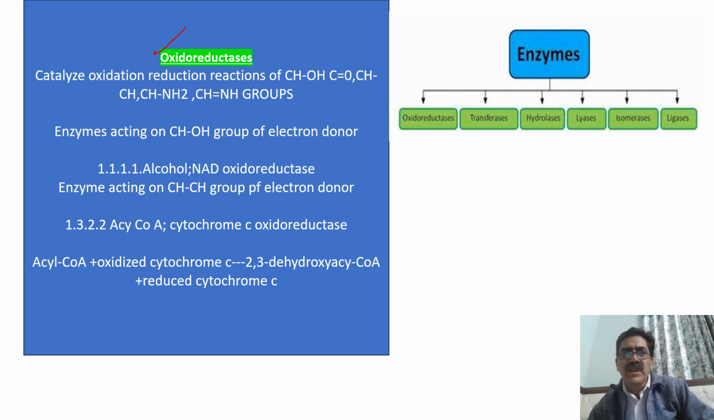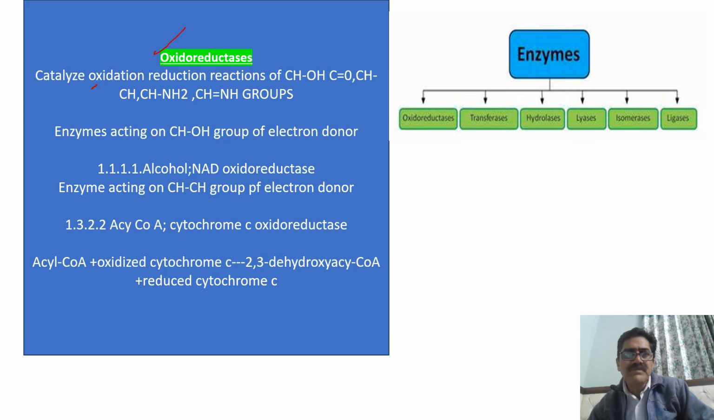The first class is oxidoreductases, meaning this class of enzymes catalyzes oxidation-reduction reactions of CHOH, C=O, CH=CH, CHNH2, and C=NH groups. Take enzymes acting on the CHOH group of an electron donor. The example is 1.1.1.1. This enzyme is basically alcohol:NAD oxidoreductase. Alcohol is the substrate, NAD is the coenzyme, nicotinamide adenine dinucleotide. The reaction involved is oxidation-reduction catalyzed by this oxidoreductase enzyme.